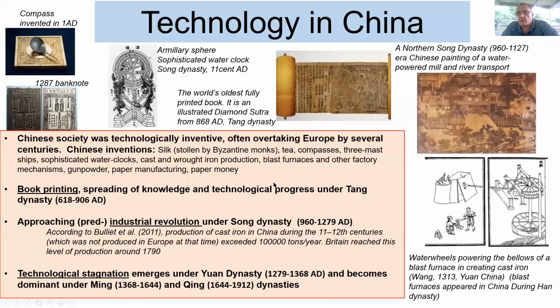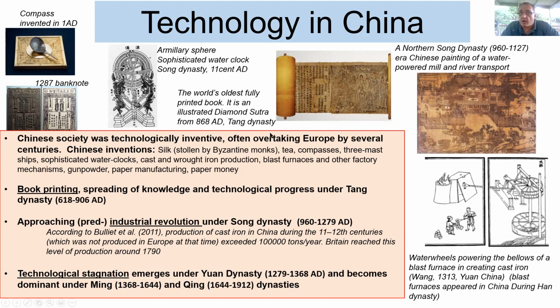Another interesting topic I want to mention is development of technology in China. During medieval times, Chinese technology was far ahead of European technology. And many very important inventions were made in China. For example, we should mention compass, paper money, and of course printing books. Blast furnaces are shown here.